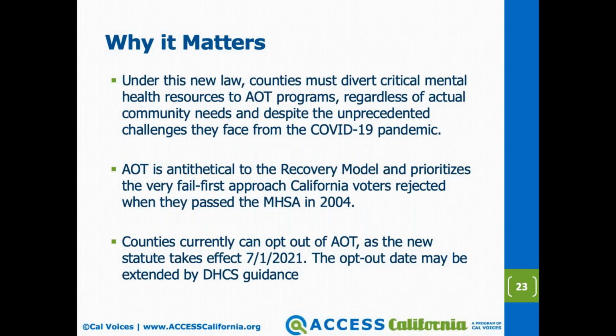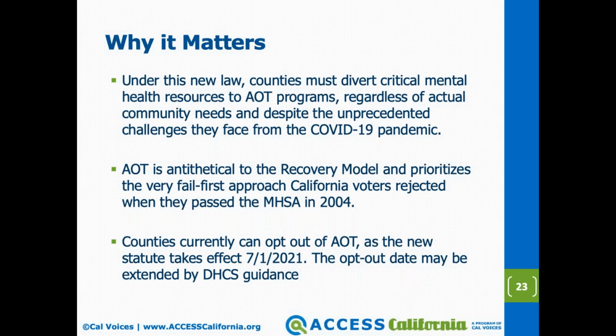All right, so we've said a few things about what Laura's Law is and what AB 1976 is. Well, why does it matter? Well, here's a couple of things that really shine some light on this. Under this new law, counties must divert critical mental health resources to AOT programs, regardless of actual community needs and despite the unprecedented challenges that they face from the current COVID-19 pandemic.